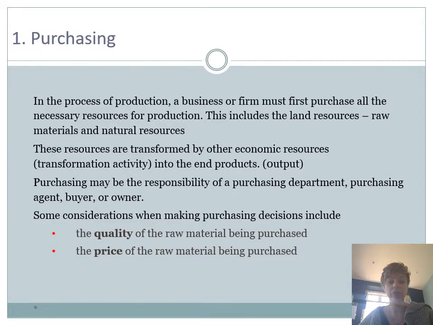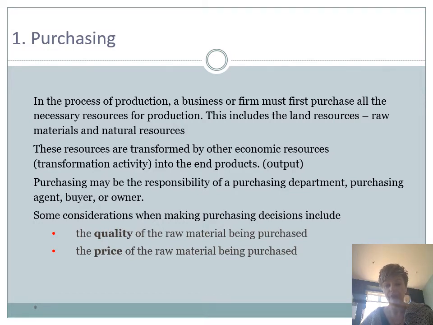So the first stage is purchasing. In the process of production, a business or firm must purchase all the necessary resources for production. This includes land resources, it includes raw materials or natural resources. And then these are transformed by other economic resources. Again, we call that transformation activities into the end product, which is outputs, which are sellable goods and services.